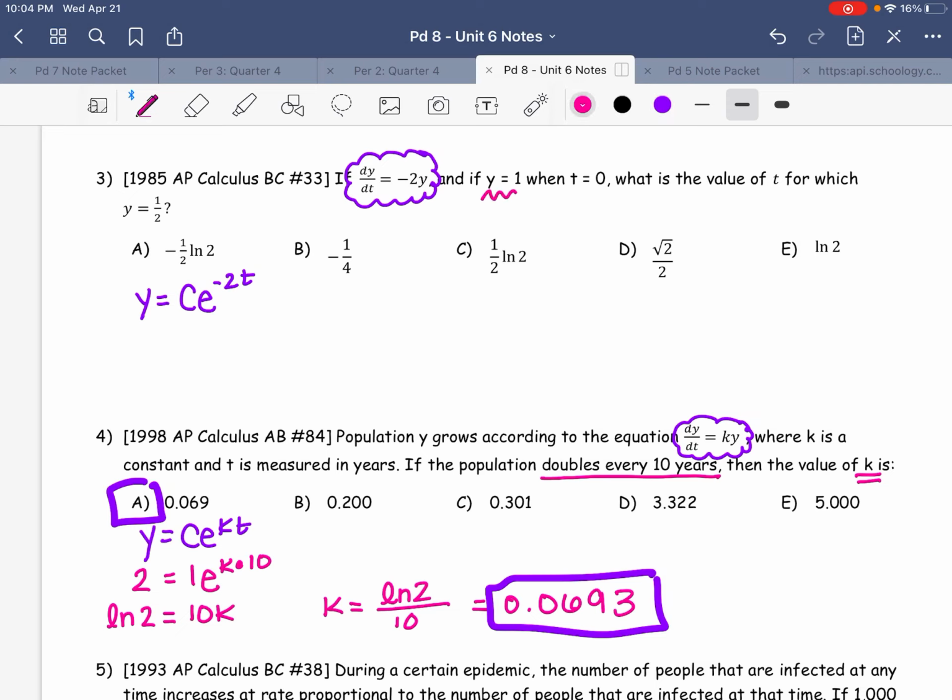Then it says if y equals 1 when t equals 0. So I could plug that in, or when time is 0, that's going to be my initial. I could also plug it in and solve for c. I would get c as 1. But my initial is going to be 1. So I'm going to plug in 1 for c.